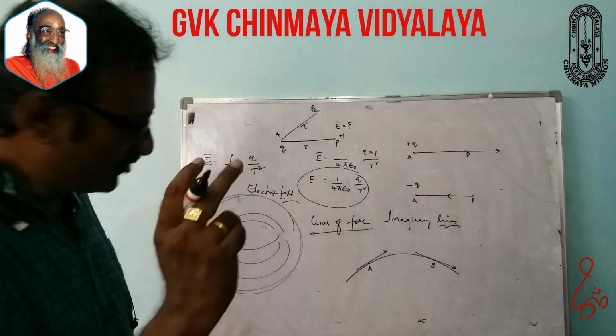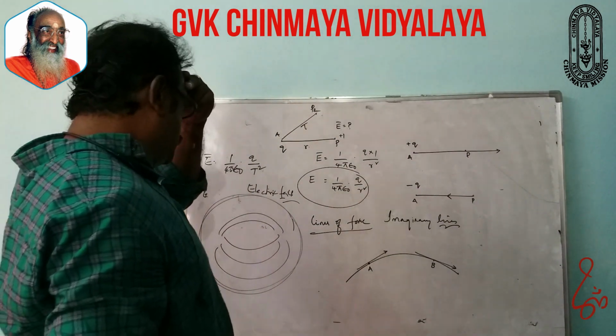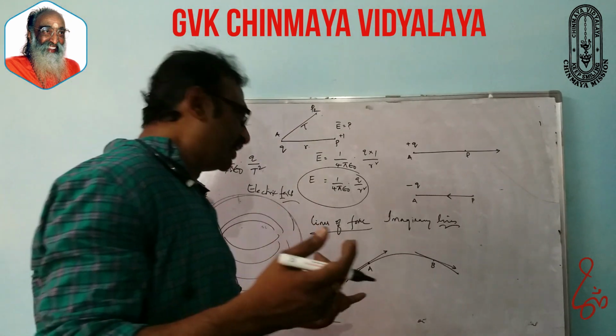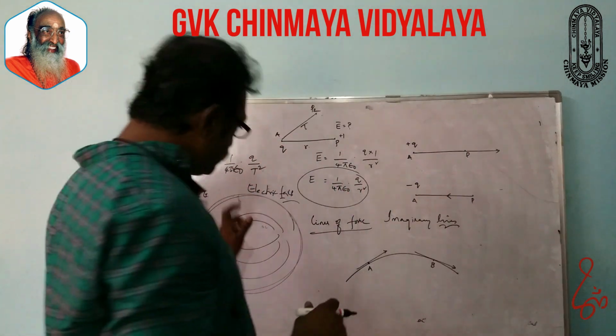So these are the imaginary lines drawn. The tangent at a point gives the direction of the electric field. Like this, we can understand these electric lines of force.